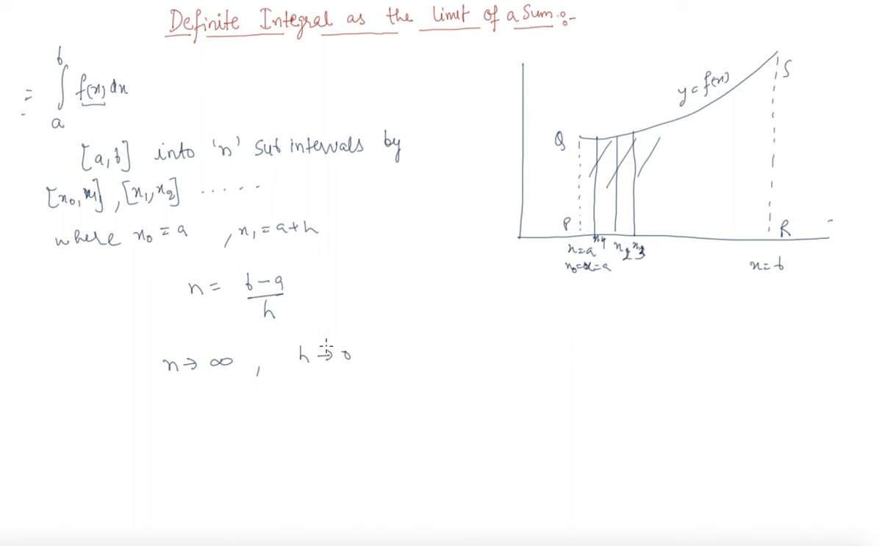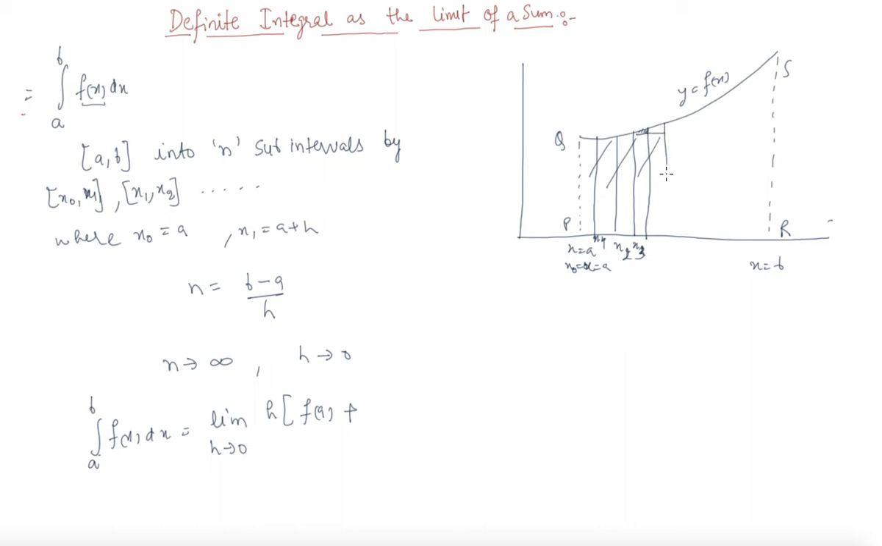So now to find this integral, what we will do is write the integral from a to b of f(x) dx as the limit as h tends to 0 of h times f(a). As you can see, these are rectangular strips of very small size, so we can ignore this area.